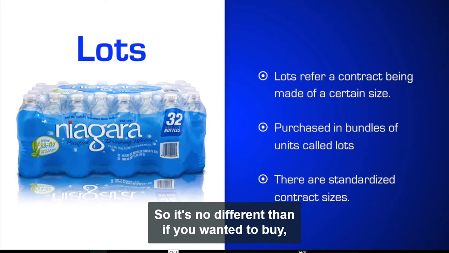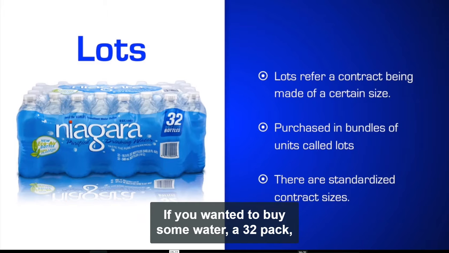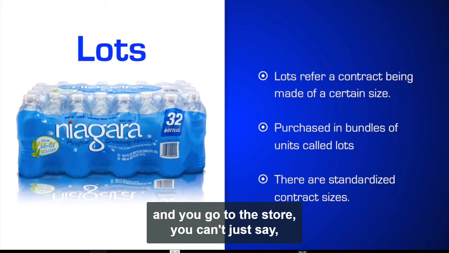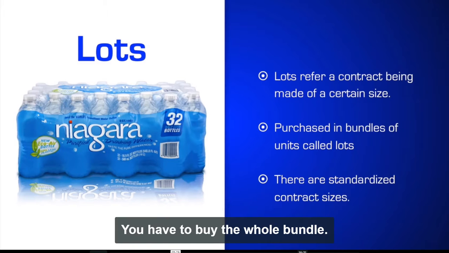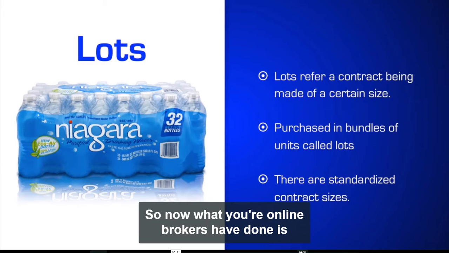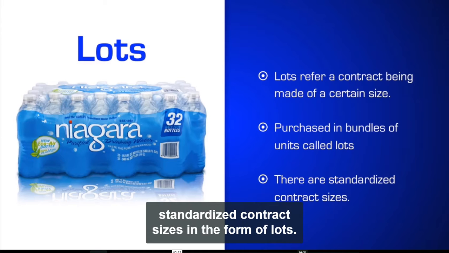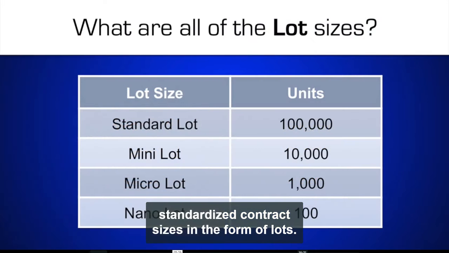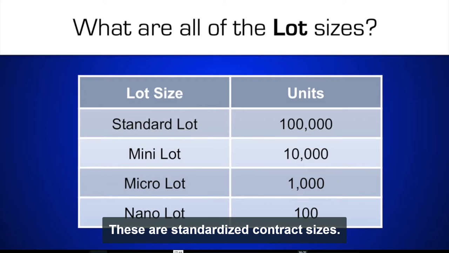What is a lot? A lot is referring to a contract being made of a certain size, aka those sizes that I was just talking about. You purchase them in bundles of units called lots, and they're standardized contract sizes, okay? It's no different than if you wanted to buy, say, a 32 pack of water. You can't just say, I want to buy one of those water bottles out of that 32. You have to buy the whole bundle. So now what your online brokers have done is they've gotten together and created standardized contract sizes in the form of lots. These are standardized contract sizes.